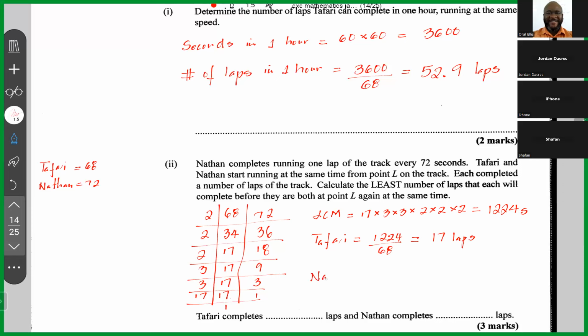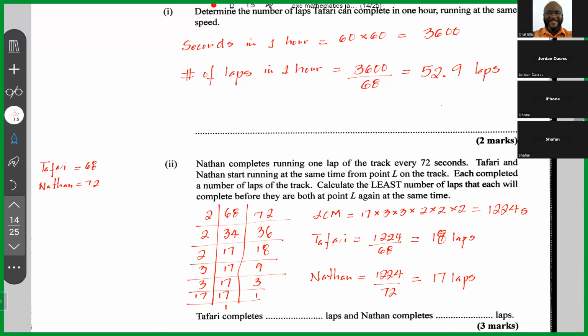Nathan. In 1,224 seconds, divided by 72, Nathan would have done 17 laps. I made an error. This is 17 laps, and up here should be 18.